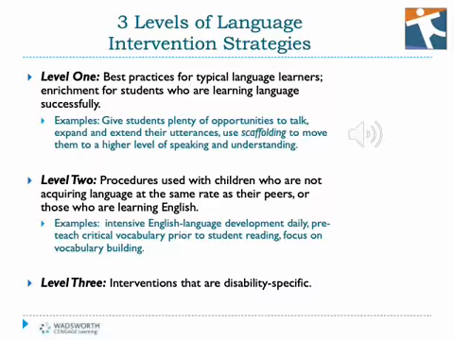And level 3 is more about interventions that are disability specific. Some examples of that would be sign language, the finger spelling technique, concept development, or any augmentative communication technology.